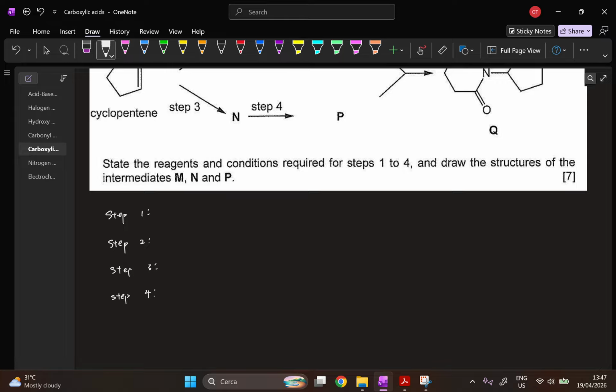And then, so these are going to be my 4 steps, and then I need to draw the structures of M, N, and P. That was a bit ugly, sorry.